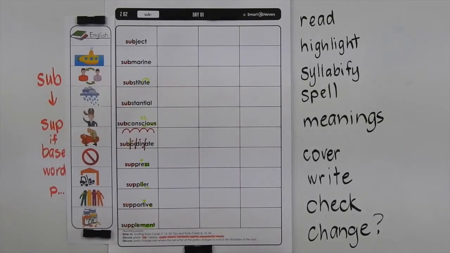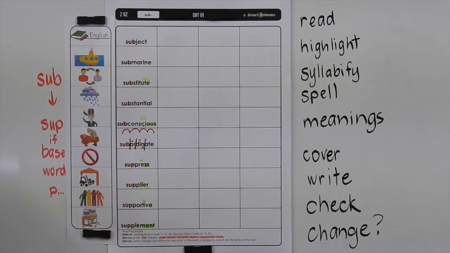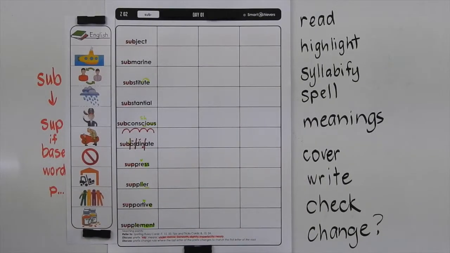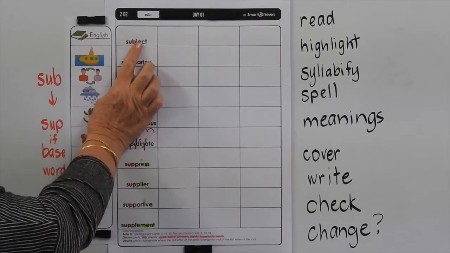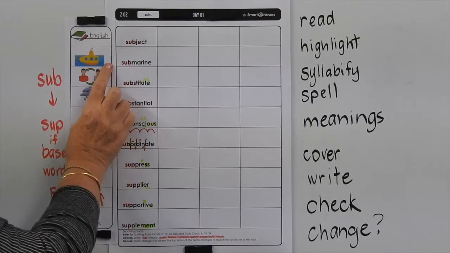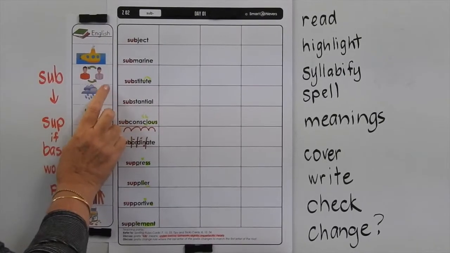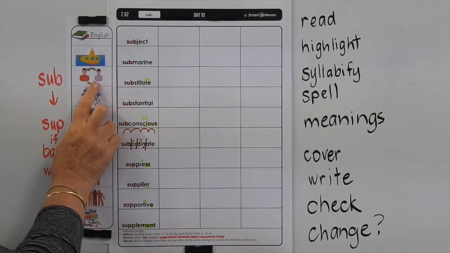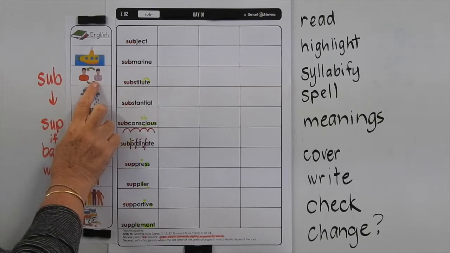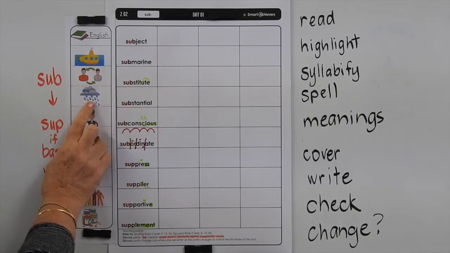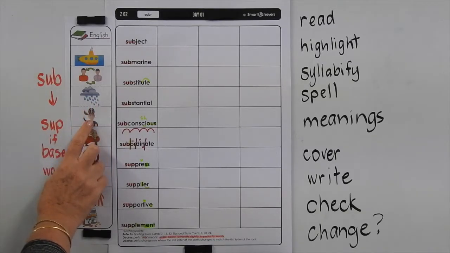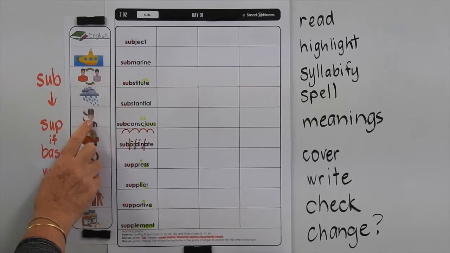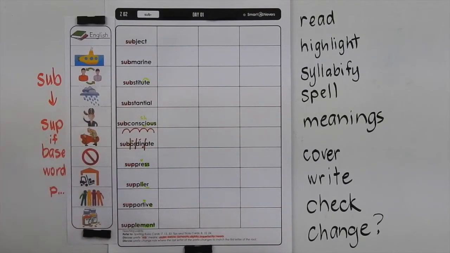Okay, let's go through now and have a look at the meanings of these words. Not much use learning to spell a word if you don't know the meaning. So subject is a branch of knowledge. A submarine, of course, is an underwater vehicle. A substitute is a person or thing acting or serving in place of another. Substantial means of considerable importance, size or worth. Subconscious means existing in a part of the mind that a person isn't aware of.